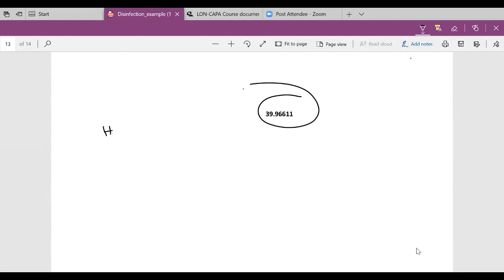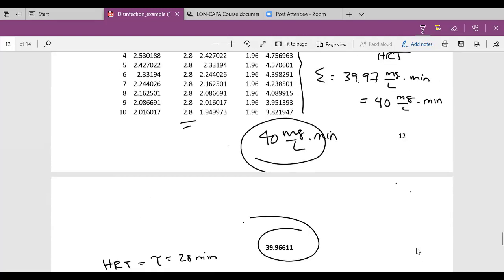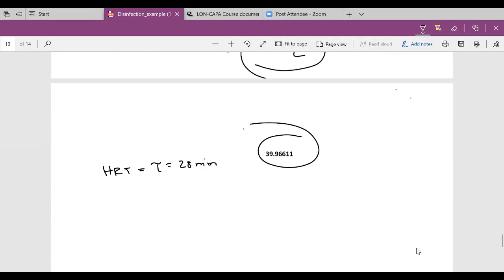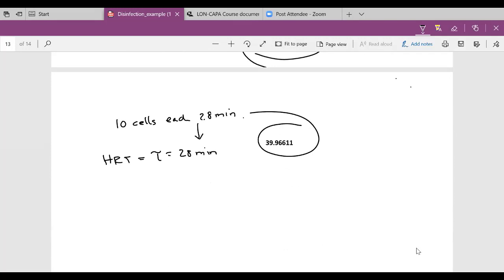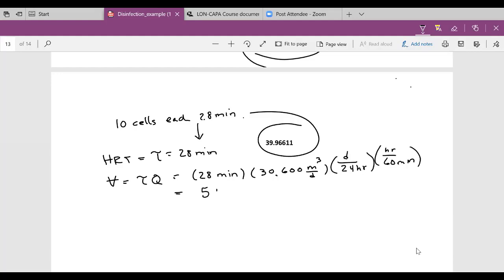So if we have a hydraulic retention time equal to 28 minutes, we get 10 cells, each 2.8. That gives us a total hydraulic detention time of 28 minutes. So the volume of the reactor is just our detention time times Q. So it's 28 minutes times 30,600 cubic meters per day. And that is equal to 595 cubic meters.